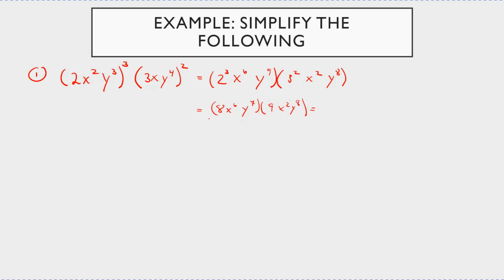Now you're ready to simplify. 8 times 9, well, that's just 72. X to the 6th times x squared, well, 6 plus 2 gets me x to the 8th. And y to the 9th times y to the 8th, 9 plus 8, that gets me y to the 17th.